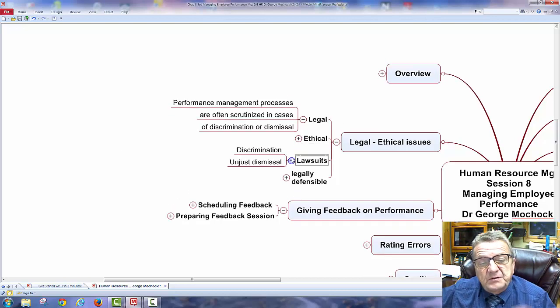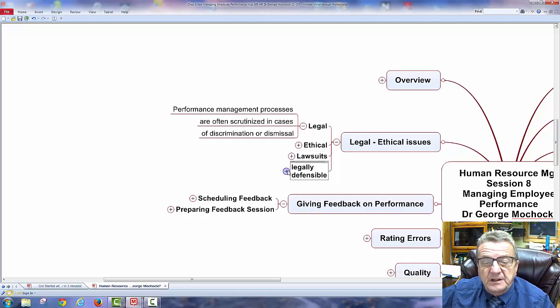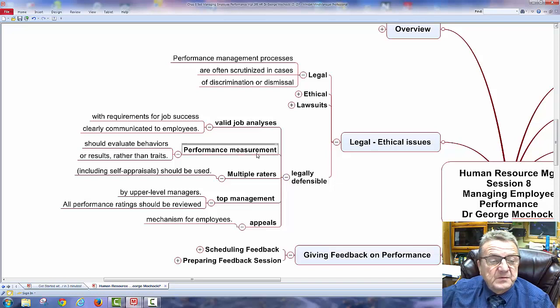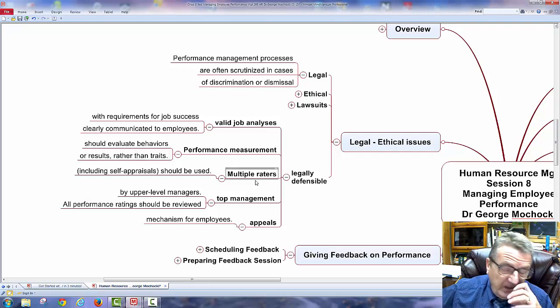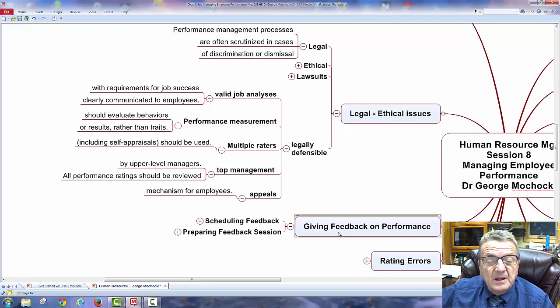And then the lawsuits, any kind of discrimination, unjust, they're looking at, and legally defensible performance measurements should evaluate the behavior or results rather than the traits. Multiple raters, that's where you have a lot of managers. When we look back on the feedback, as a middle manager, usually one or two, three other peers are also evaluating me, plus the next level evaluating the direct reports underneath to make sure that I am not biased just for my individuals that are working for me.